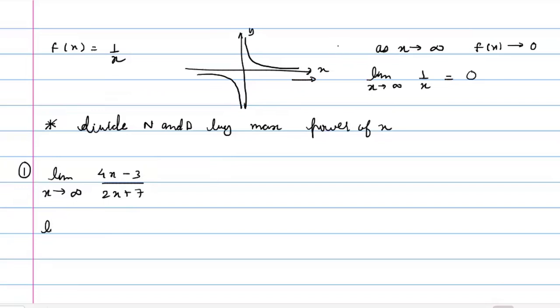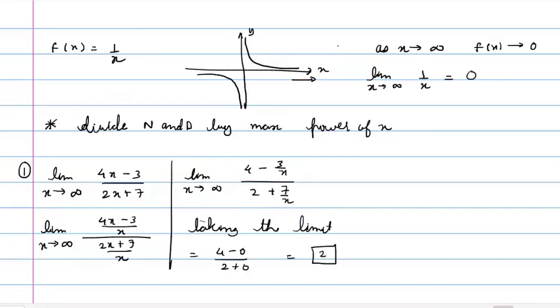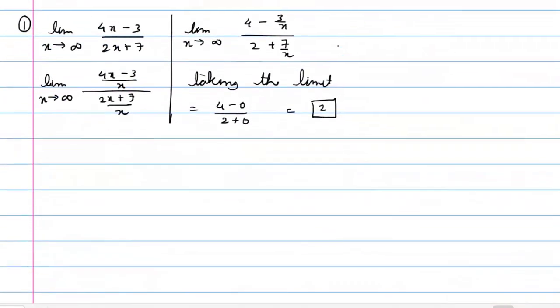So therefore, you get limit x tends to infinity, 4x minus 3 upon x, 2x plus 7 upon x. Limit x tends to infinity, 4 minus 3 over x, 2 plus 7 over x. Taking the limit, 4 minus 0, 2 plus 0, the answer is 2. So in this question, it was a linear expression. The maximum power of x was 1. Now let's go to the second question.